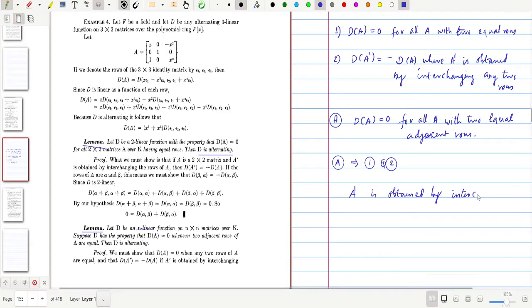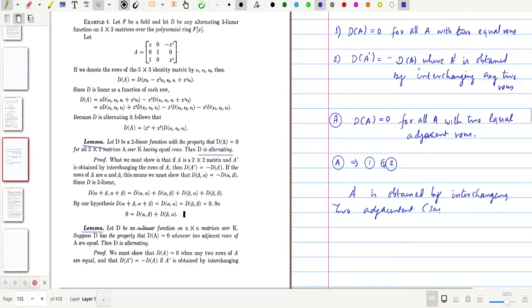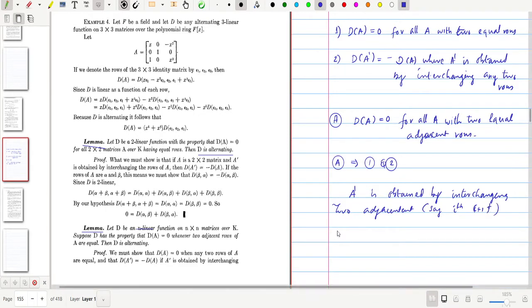Before that, we consider two adjacent rows, not equal rows, just two adjacent rows. Suppose we have a matrix A' obtained by interchanging two adjacent rows, say the ith and (i+1)th rows. We will prove that D(A') is equal to minus D(A). That means whenever we interchange two adjacent rows, we can get a negative sign out from D(A).